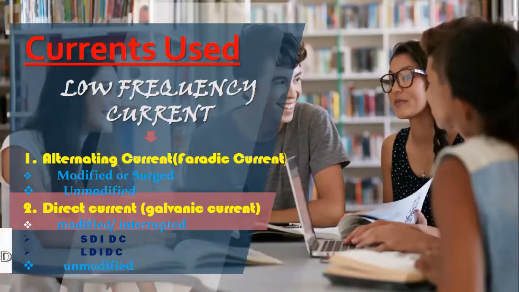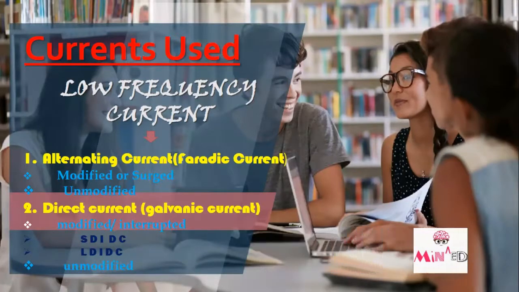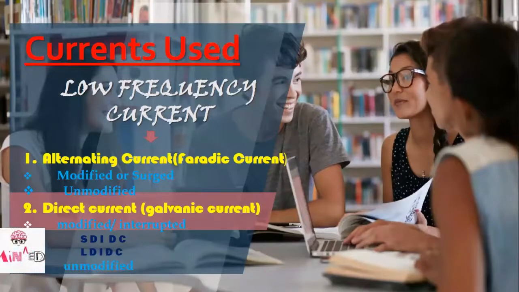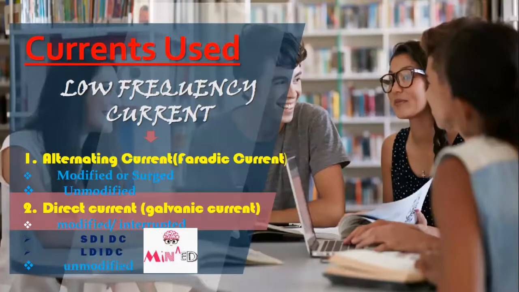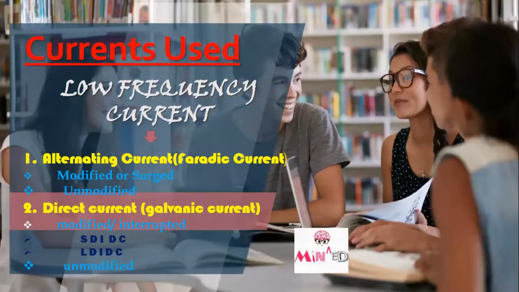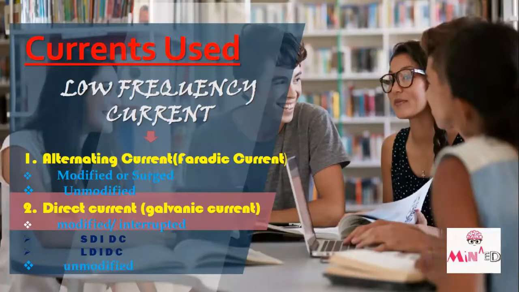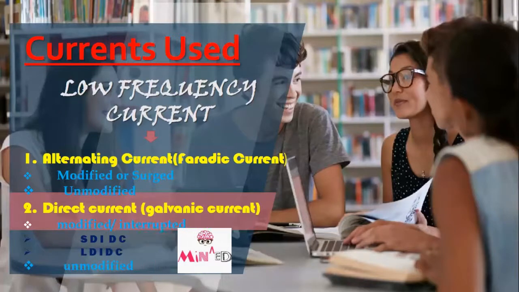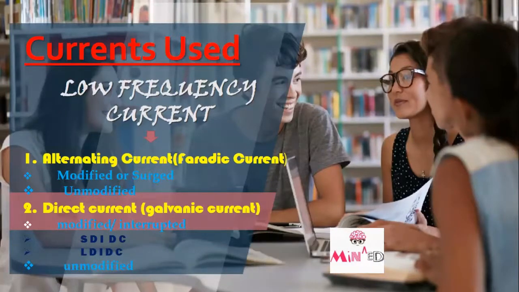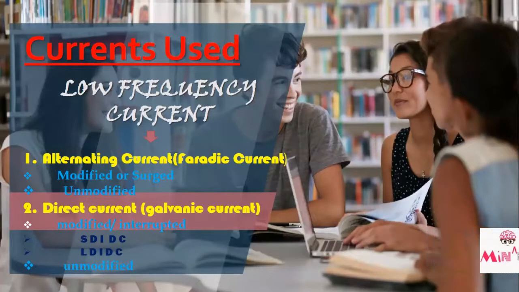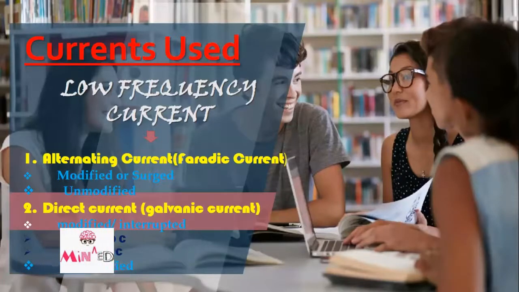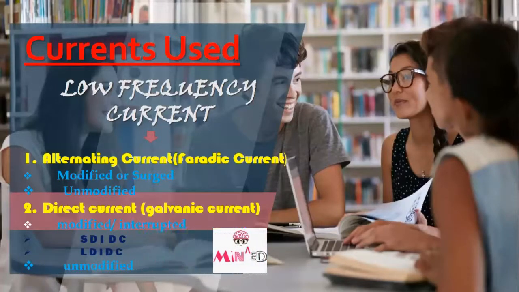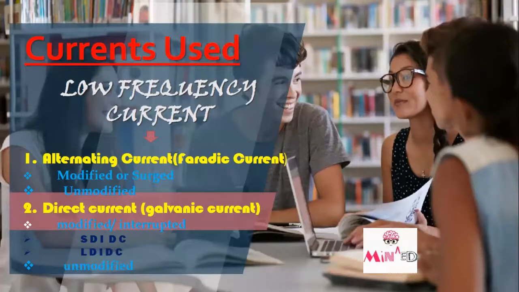The alternating current is also divided into two types, modified or surged and unmodified, and direct current is again divided into modified or interrupted current and unmodified current. Modified or interrupted current is again divided into short duration interrupted direct current or SDIDC and long duration interrupted direct current or LDIDC.